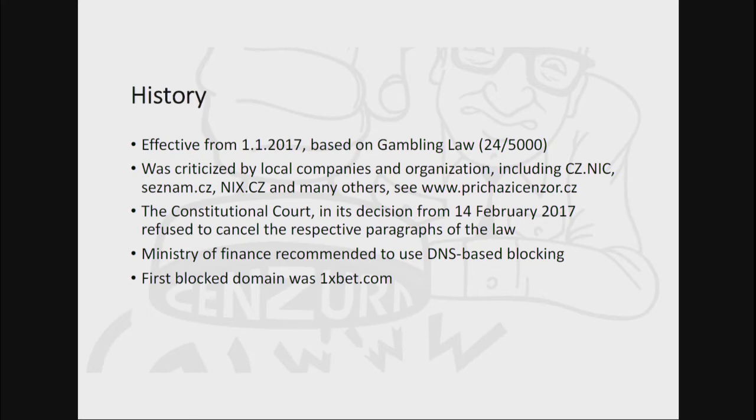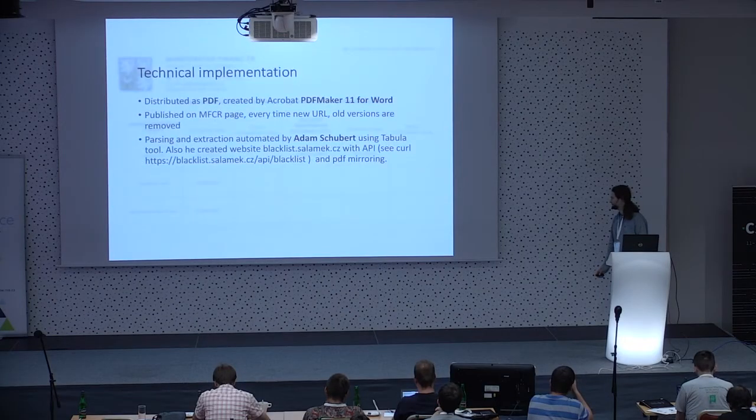Initially, when it started, nobody was aware how blocking would be implemented. There were a lot of rumors, especially in ISP circles. In the end, the easiest and, I would say, stupidest way was chosen, which is DNS-based blocking. The first blocked domains were actually a number of domains, something like 3, I don't remember. We have the slide: it was 1xbet.com, a gambling website. I don't know why it was chosen. Probably nobody knows, actually.